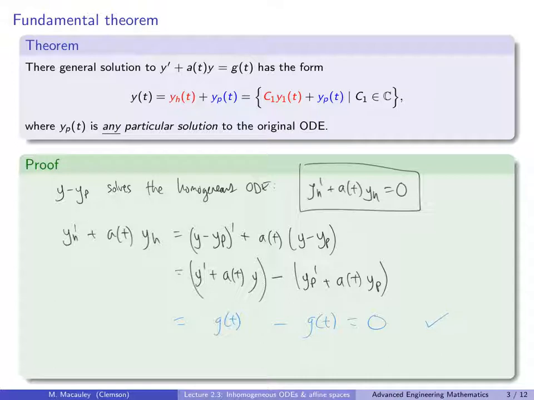And that's all we had to check, that y of t, the general solution, if we subtract off any particular solution, we get a vector space of solutions. We get y_h of t. This is the solution to the homogeneous ODE, which we know is a vector space.